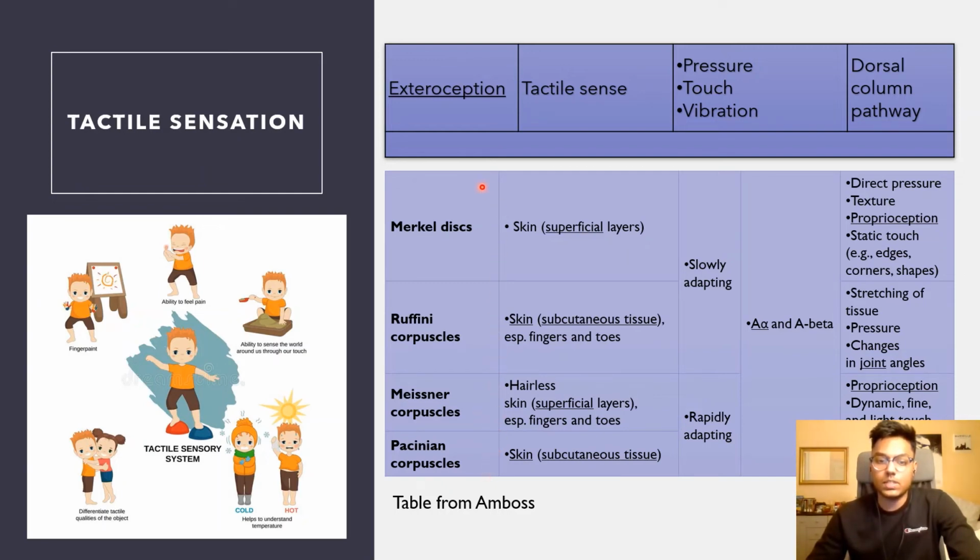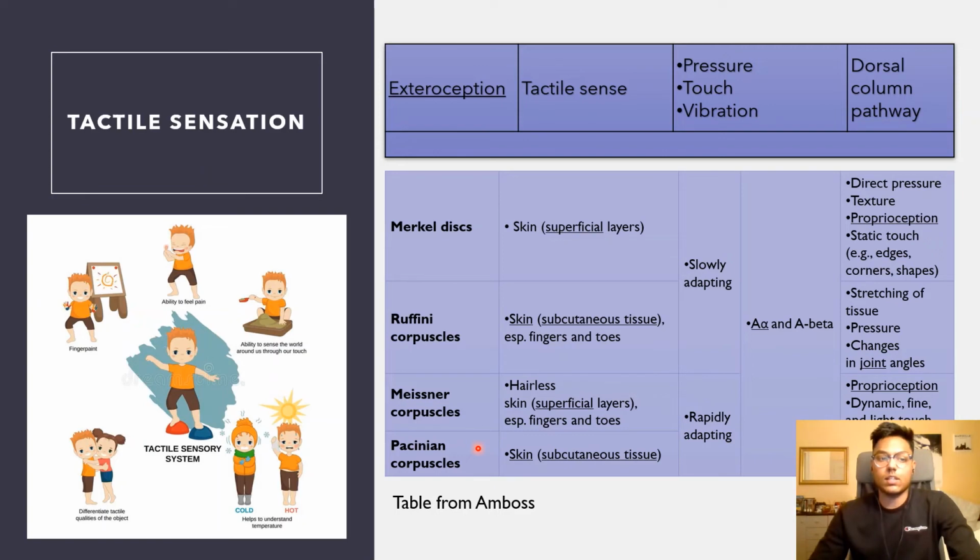All of these are present in our hairless skin. There are also special mechanoreceptors that are present in the hairy skin, for example, in the cochlea, which has one of the most sensitive mechanoreceptors, sensing auditory information. All of these mechanoreceptors are innervated by A beta fibers, except the free nerve endings, which are innervated by A delta fibers.